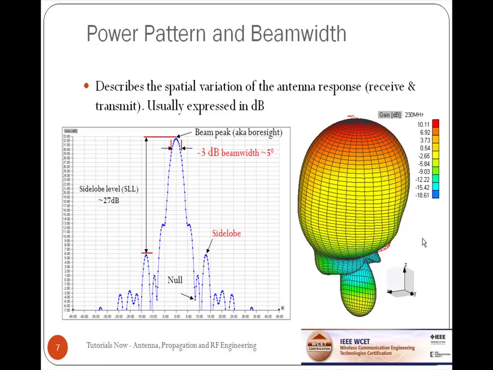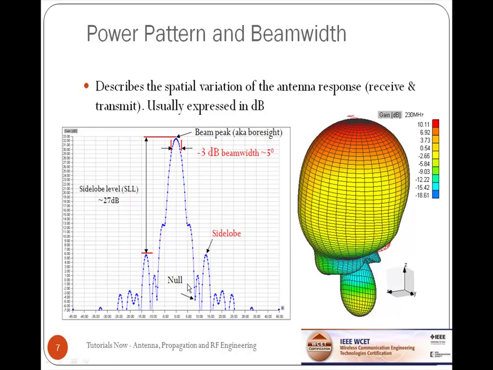As shown in the picture on the left, the beam peak, also known as boresight, happens at about 33 dB. And so the minus 3 dB beam width, which happens around 30 dB, constitutes a 3 dB beam width of about 5 degrees. One can also talk of a side lobe level, which basically is the distance from the beam peak to the first side lobe. In this case, the side lobe level is around 27 dB.